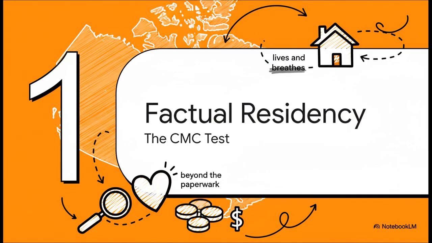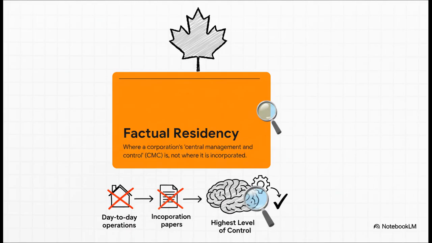All right, let's jump right into our first section, factual residency. This is where we have to look past the paperwork and find out where a company is truly, factually being run from. So here's the crucial point. Under common law, a corporation is a resident where its central management and control, what we call CMC, is located. This is a question of fact. It doesn't matter where the company was incorporated or where its factories or stores are. What really matters is answering one question. Where is the highest level of control?